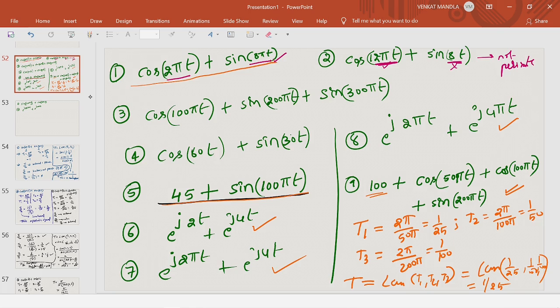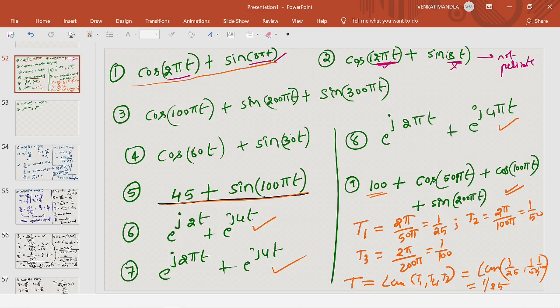You don't need to solve, just check whether π is there in both the signals, or π is not there in both the signals, or π is there in one signal and not in the other signal. If π is there in one signal and not in another, then it is an aperiodic signal. If π is there in all the signals, it is periodic. If π is not there in all the signals, it is also periodic. If one contains π and another contains no π, then it is an aperiodic signal.